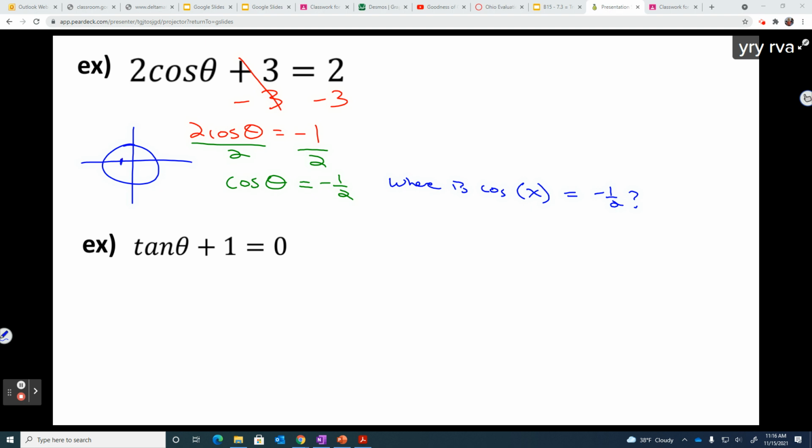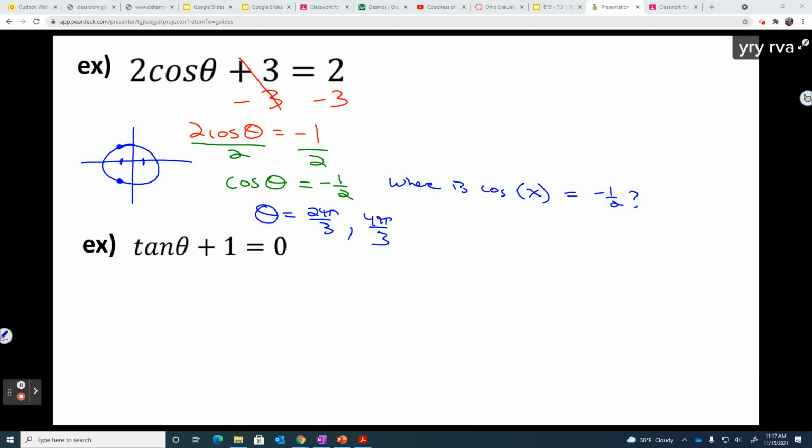So negative a half would be here, right? And here. I'm sorry, here, and so that would be here and here. So what are those 2 values?